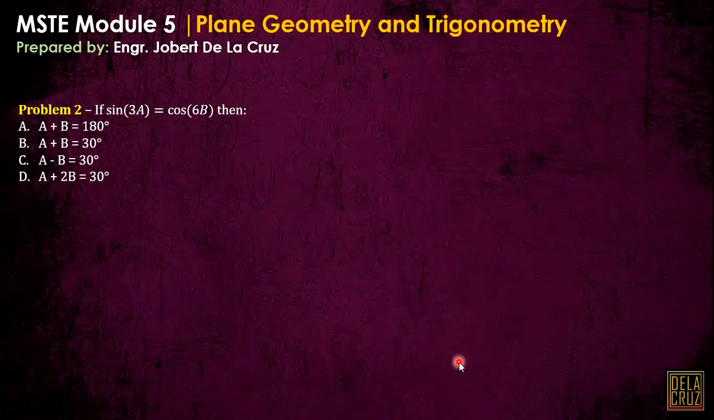Okay, using the manual solution, okay, note that the sine of theta is equal to the cosine of the complement angle. Complement angle, that means 90 minus that angle. Okay? So, we will substitute sine here into cosine of the complement angle. Okay, using that one, sine 3A, so magiging cosine of 90 degrees minus 3A. Then, equate natin siya sa cosine 6B.